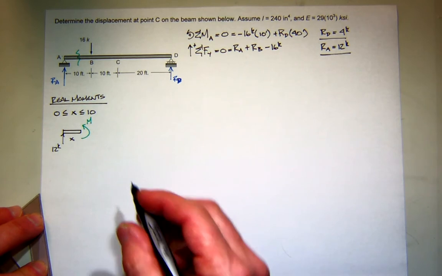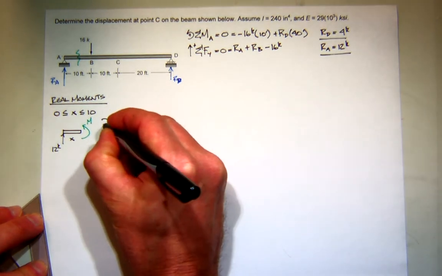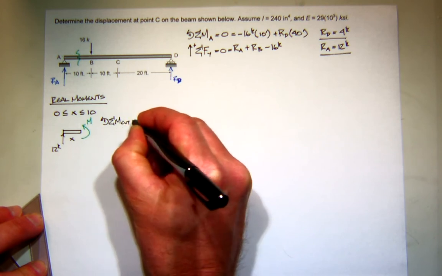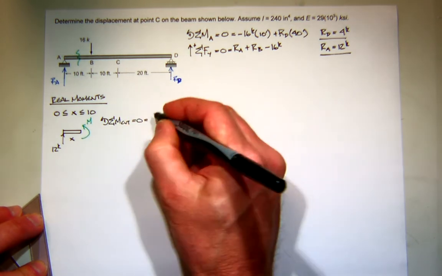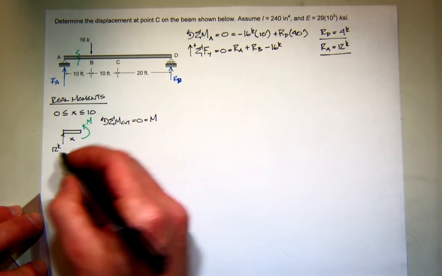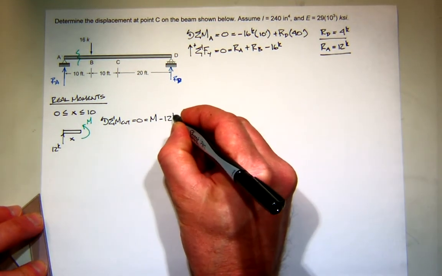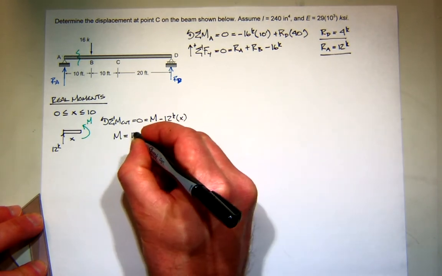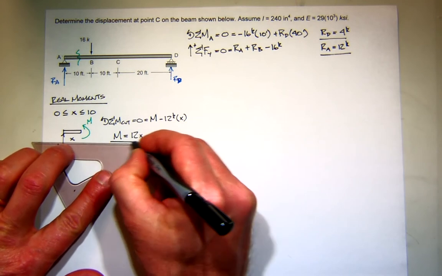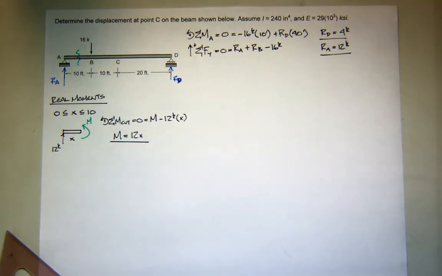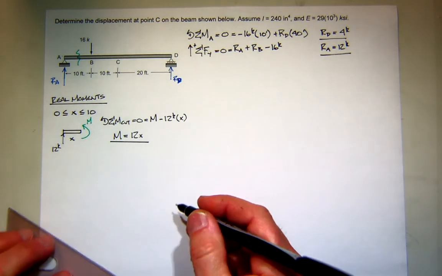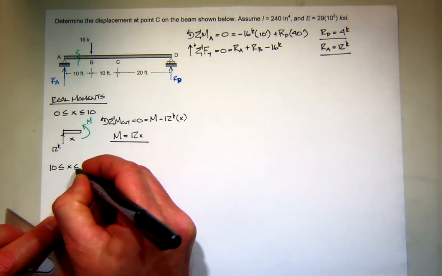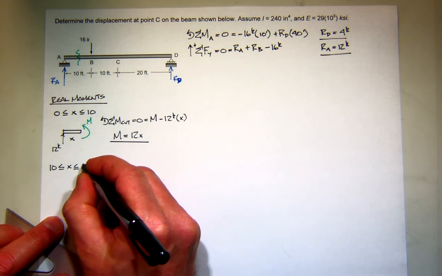If I assume right-hand rule again, and some moments at the cut, I get the internal moment M. Then I have the 12 kip force creates negative moment, so that's 12 kips times x. So it looks like the moment there is equal to 12x. All right, one down, one to go, right? So let's look at the value from 10 to 40.